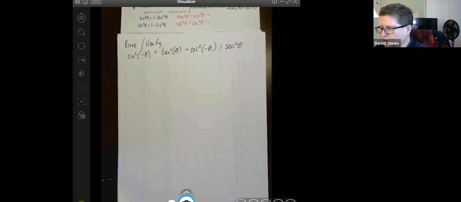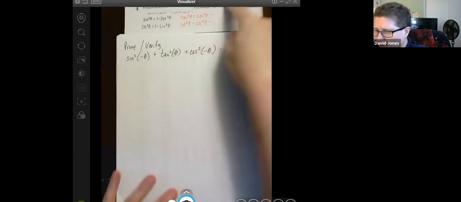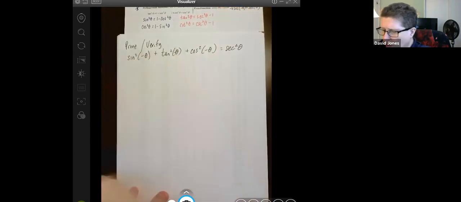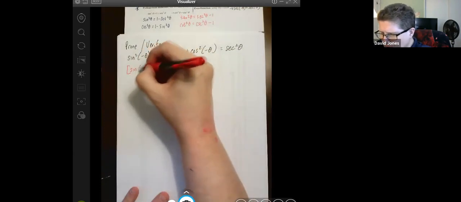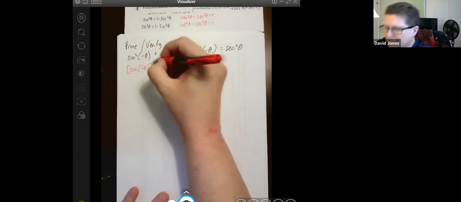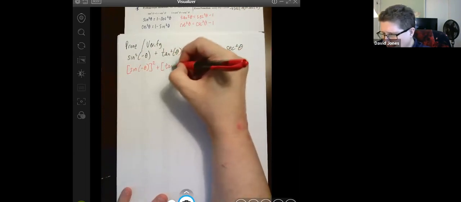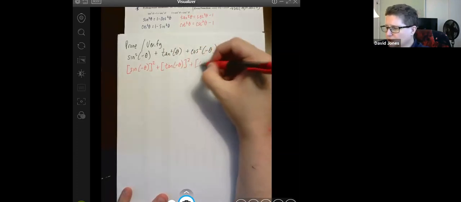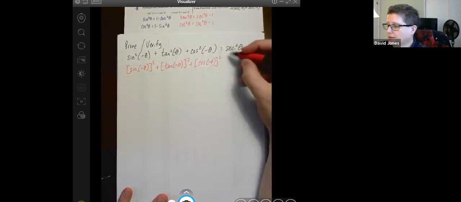All right, I'll assume you paused it. This looks like we can take advantage of the odd functionality. We're having negative things in there. But the square thing's thrown it off. Let's move the square outside first. This is really sine of negative theta, that's squared. And this is tangent of negative theta, and that's squared. And this is cosine of negative theta, and that's squared.